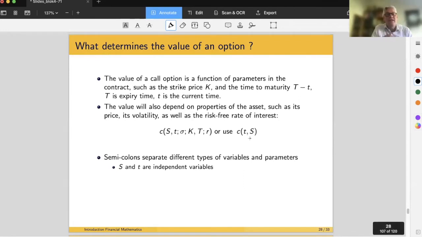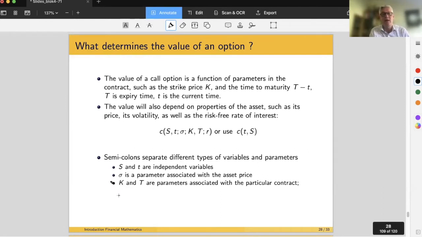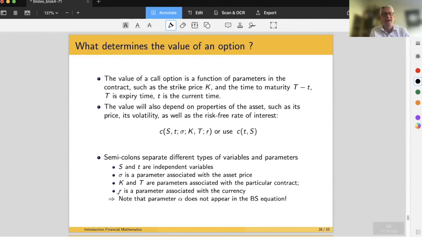These semicolons here separate the different types of variables and parameters. So first the independent variables, then the asset dynamics parameter, then the option parameters, and also the risk-free rate. S and t are independent variables. Sigma is a parameter associated with the asset price. K and T are parameters associated with the particular option contract. And r is connected to the currency, to the risk-free value of putting money in a bank account.